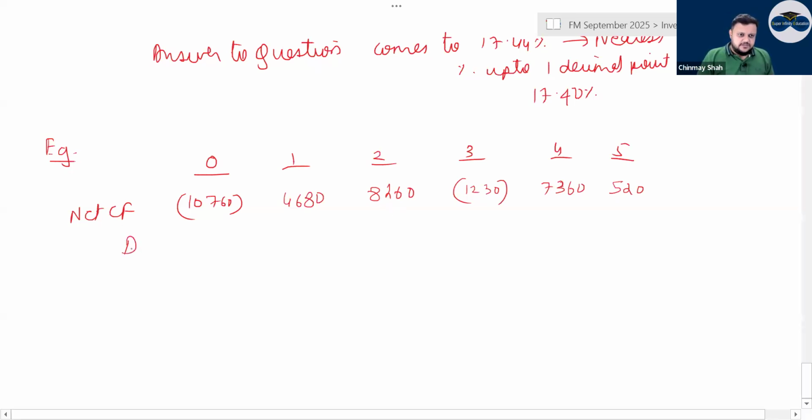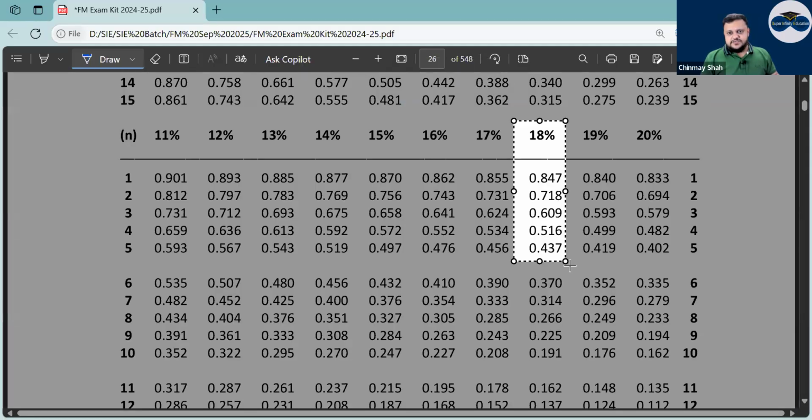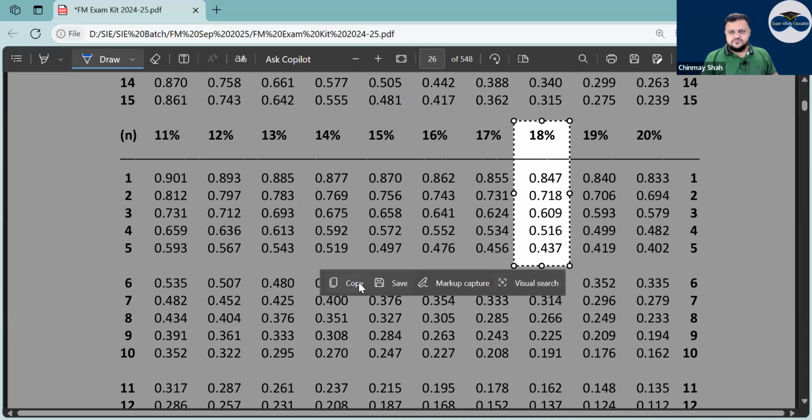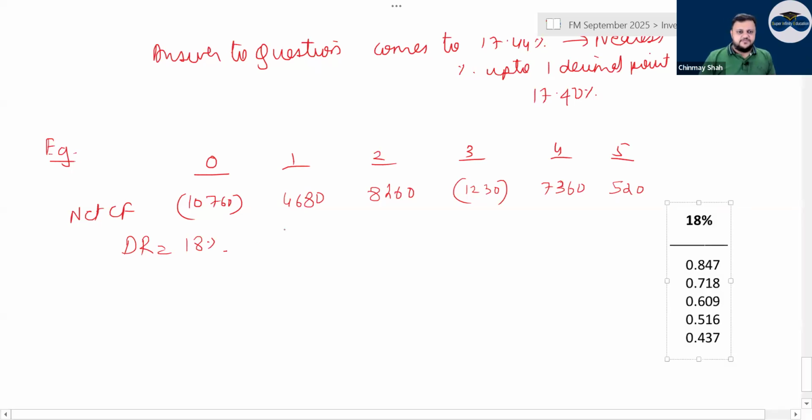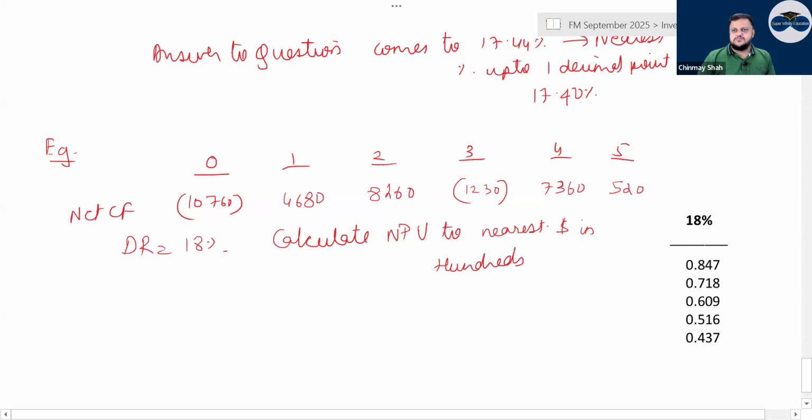Discounting rate is equal to 18%. I'll show you the discounting table. Are the discounting factors visible to you? Calculate NPV, to the nearest dollar in hundreds.